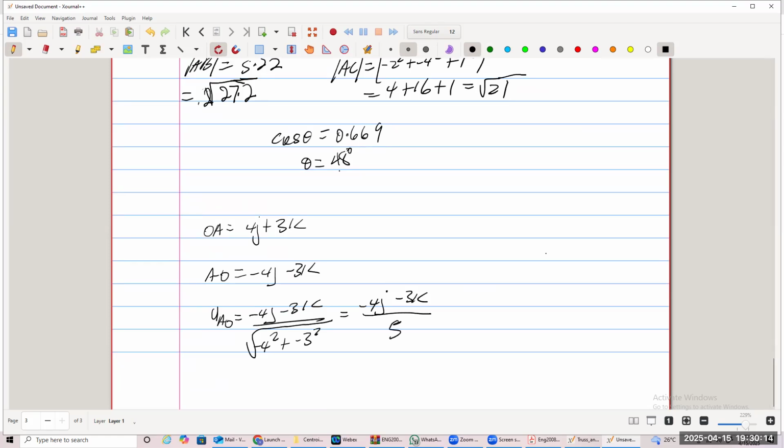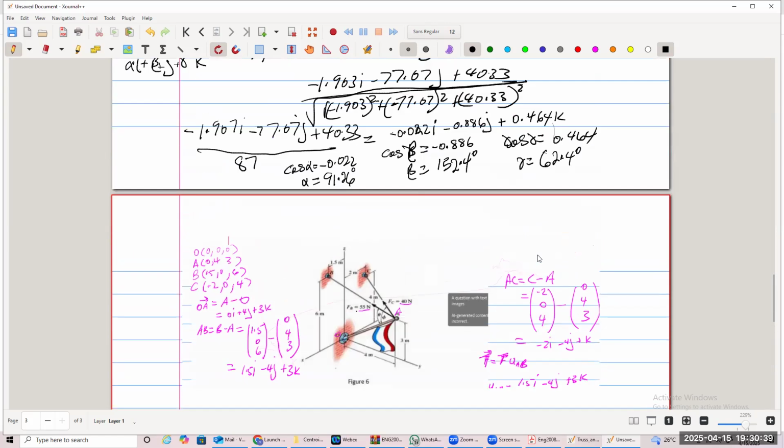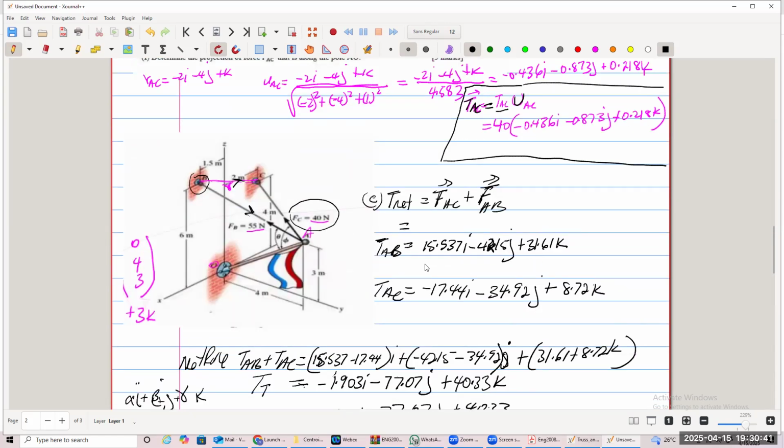So therefore this would be 4 upon 5. How much is that? That is minus 0.8 J. And the other one would be 3 upon 5, what is that? 0.6. So that's 0.6 K. So you get the unit vector, and it will be the unit vector times the force.